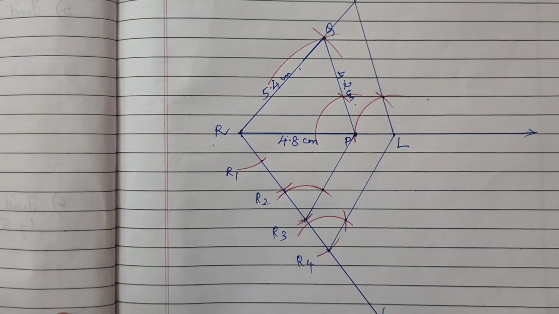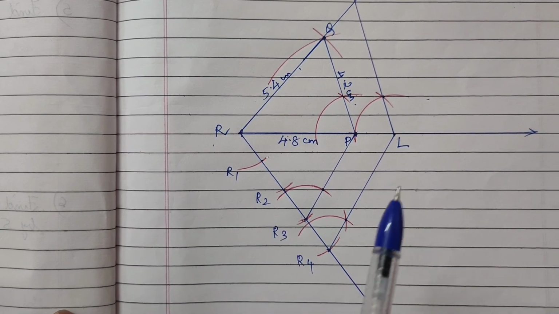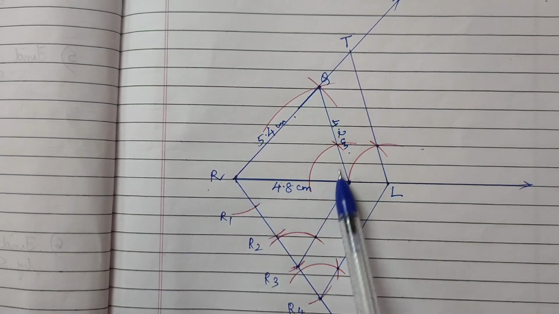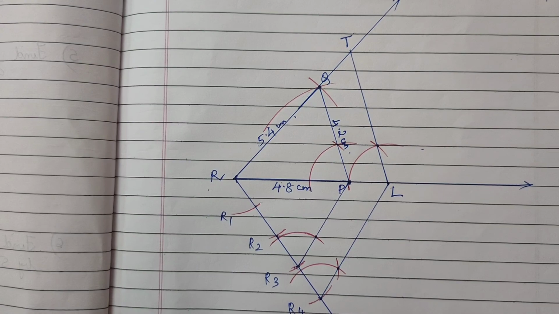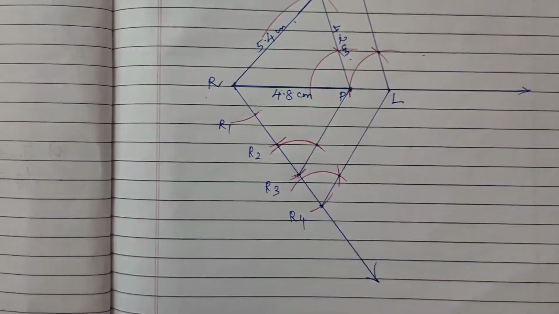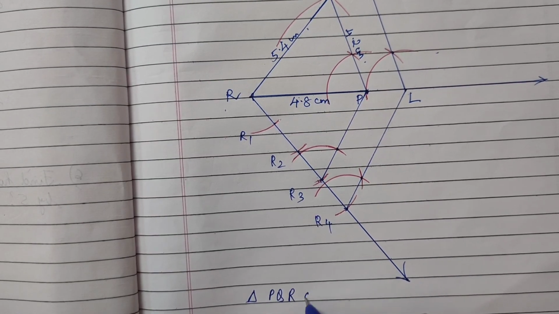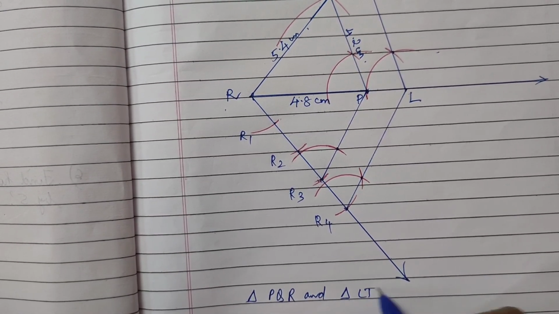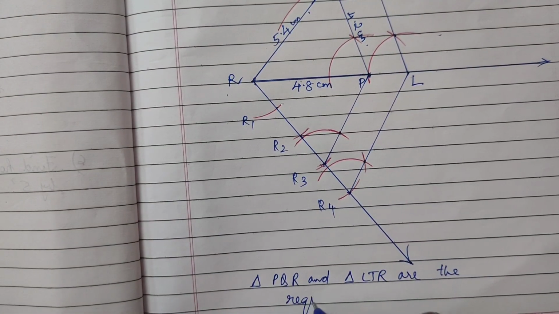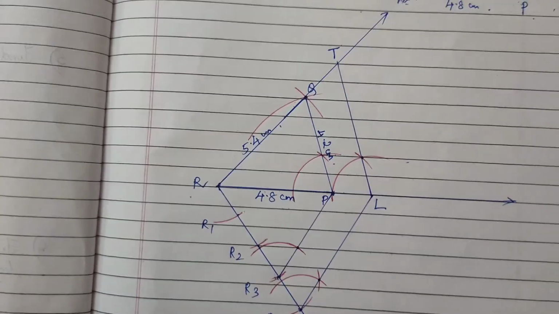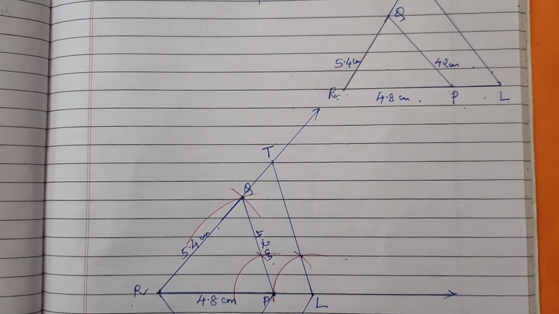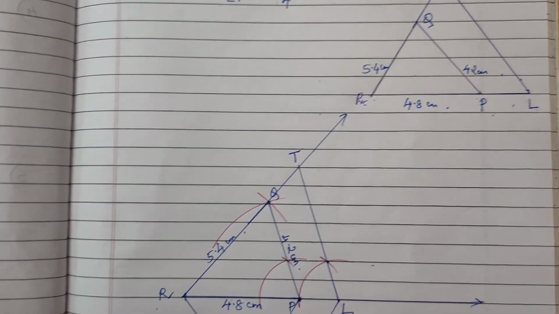Which is the required triangle? They said construct triangle PQR and LTR. So we got our PQR also and LTR also. Okay, so we will write it: the triangle PQR and triangle LTR are the required triangles. I hope this is very clear. This is for 3 or 4 mark sums. Watch the video again and again so that it will be more clear for you. Thank you, dear.